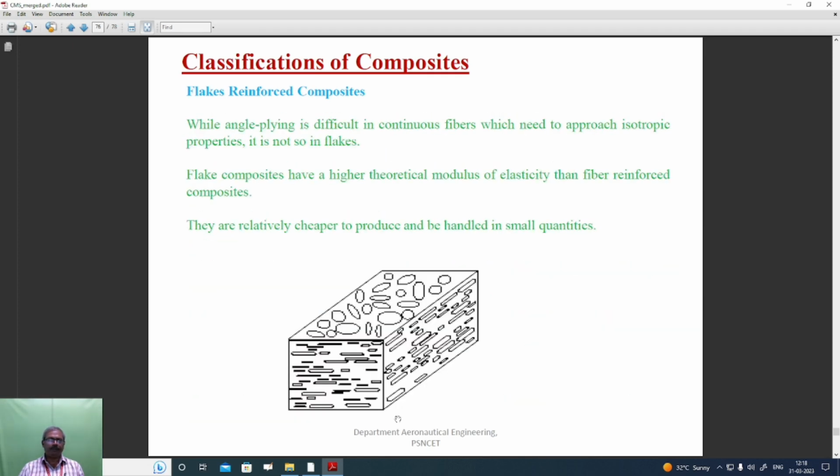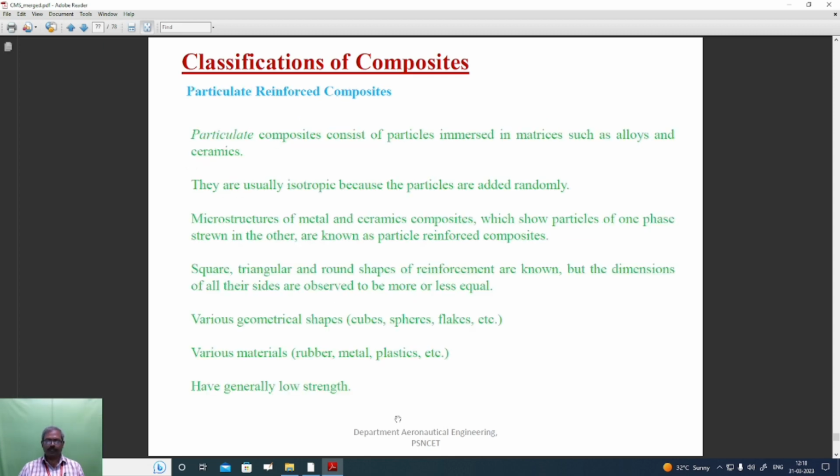The figure shows the flake reinforced composite. While angle plying is difficult in continuous fibers, which need it to approach isotropic properties, it is not so in flakes. Flake composites have higher theoretical modulus than fiber reinforced composites. They are relatively cheaper to produce and can be handled in small quantities.